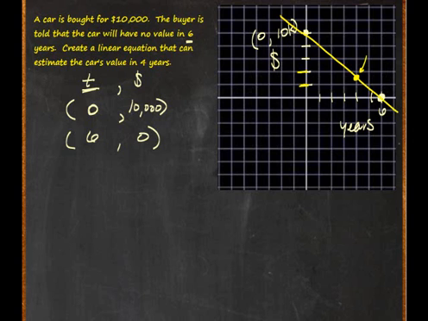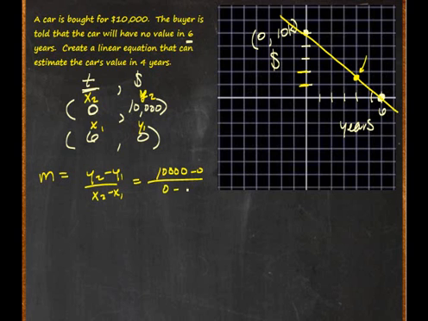So let's identify our points, and we say that this point will be our second x and our second y, and our first x and our first y. Again, does it matter what order? The answer is no. So we're going to find our slope, which is y2 minus y1 over x2 minus x1. y2 is 10,000 minus y1, which is nothing, over x2, which is 0, minus x1, which is 6. So we end up with a slope of 10,000 over negative 6, or negative 10,000 over 6.